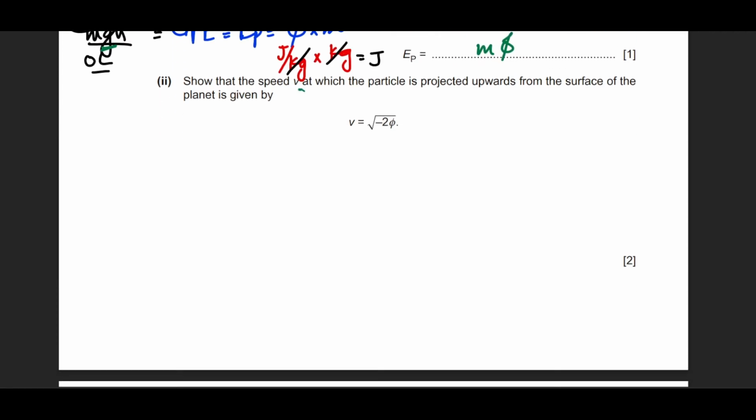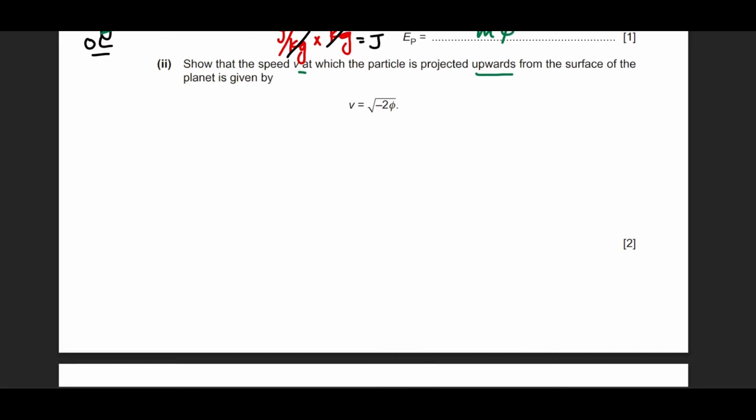Show that the speed v of the particle projected upwards from the surface of the planet is given by this. Okay, no problem. So the logic would be that the gravitational potential energy is equal to the kinetic energy.